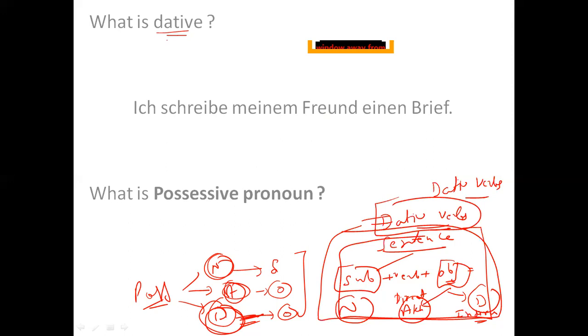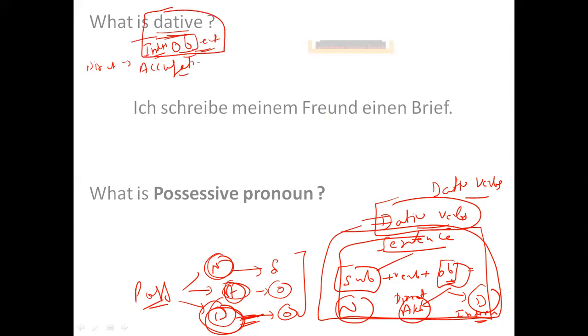And first of all, what is dative? As I told you, dative is an object of a sentence, but which object? It is an indirect object, right? For the direct object, we call it an accusative and not the dative. So what is dative? Dative is an indirect object, right?